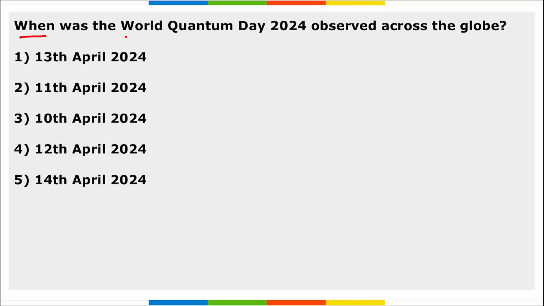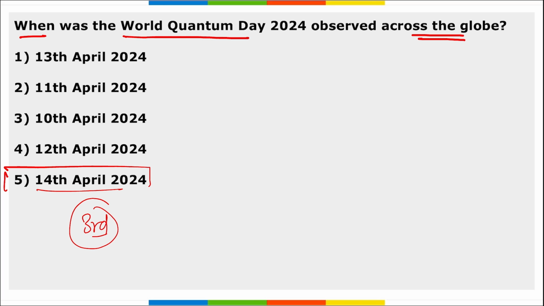Next, when was World Quantum Day observed across the globe? So World Quantum Day was observed on 14th of April across the globe. And 14th of April this year, 2024, marks the 3rd observance of World Quantum Day, and the first ever World Quantum Day was observed on 14th of April in 2022. So that is the reason 3rd observance.